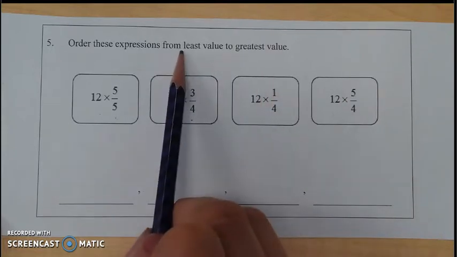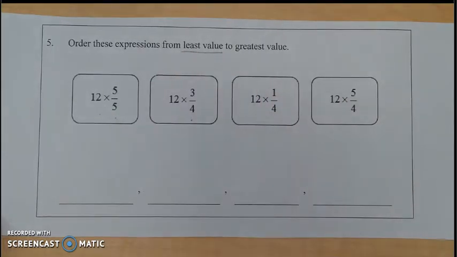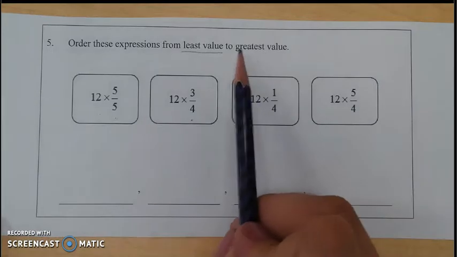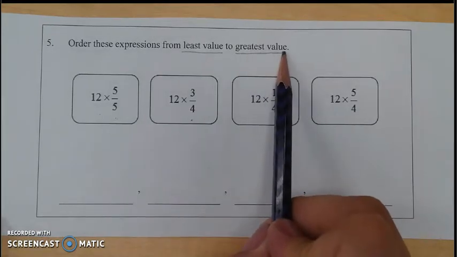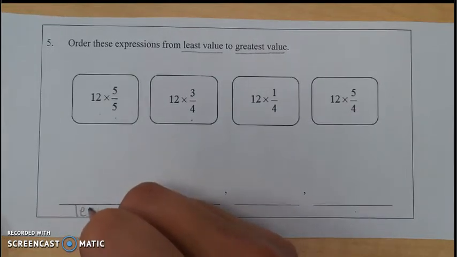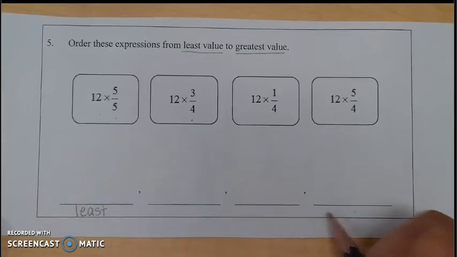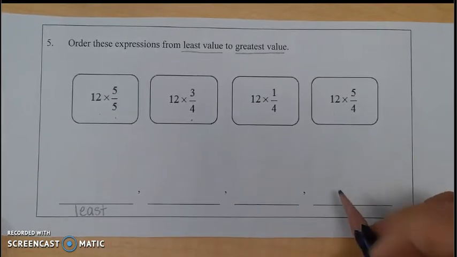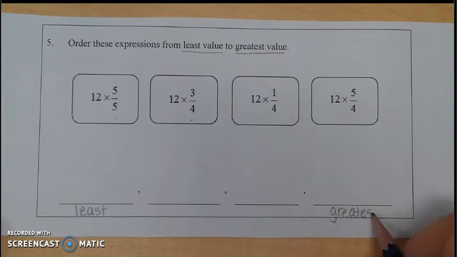Now I want to determine which one of the expressions has the least value and which one has the greatest value. My least value will go first and my greatest value will go last. I'm going to put a little note to myself so I don't forget that I'm ordering my expressions from least to greatest. Okay?